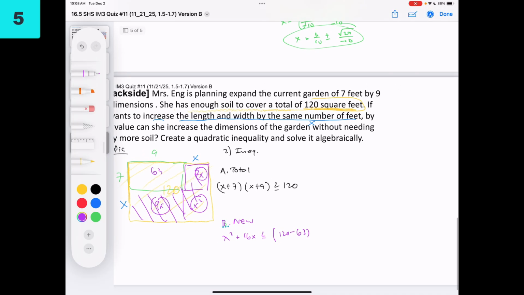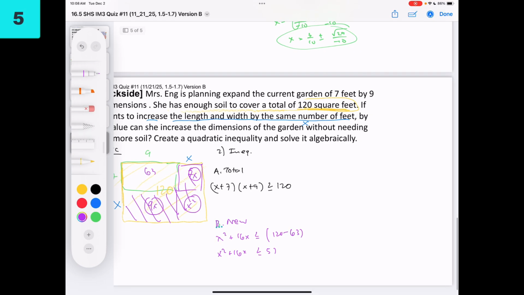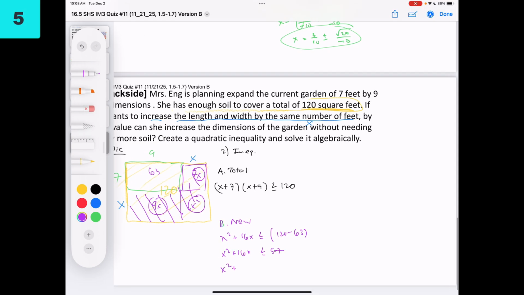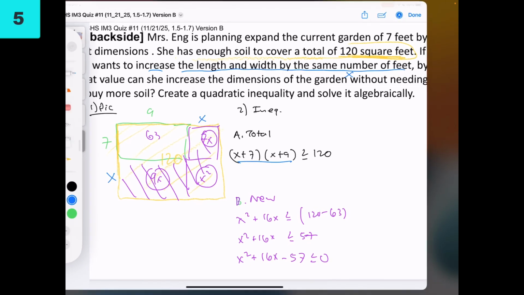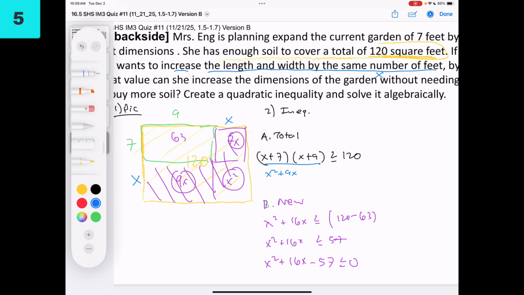Okay, so you can use either of these. Let me work on this one. x squared plus 16x. 120 minus 63 will give me 57. So then if I subtract it, you'll get x squared plus 16x minus 57 less than or equal to 0. If you did the one on the top here, that'll give you x squared plus 9x plus 7x plus 63 less than or equal to 120. So x squared plus 16x, and basically the same thing. Subtract the 120, you'll get minus 57. So 2 ways of viewing it.